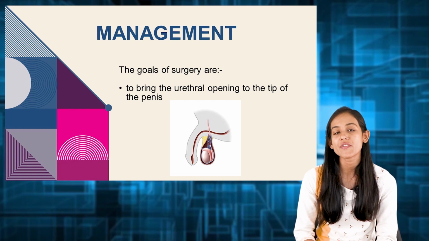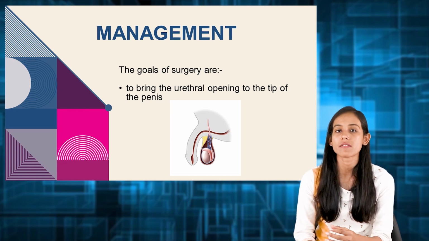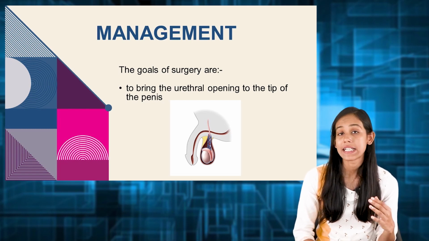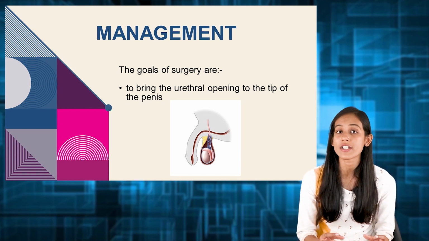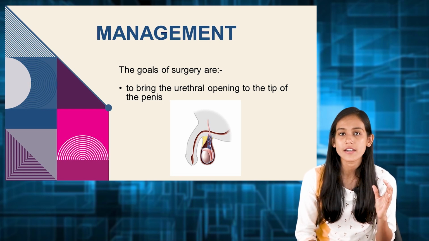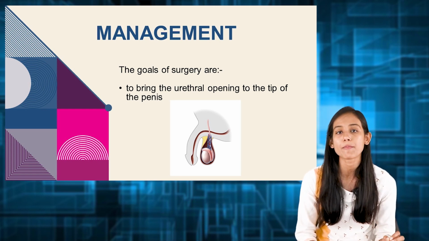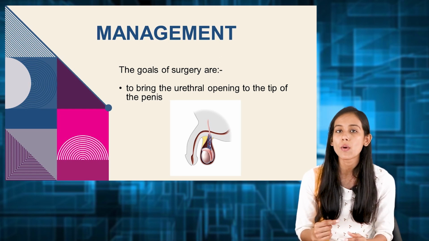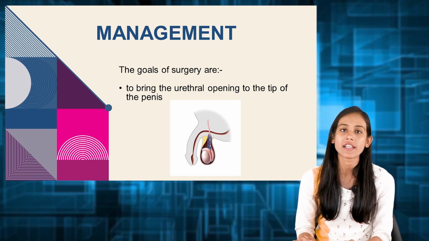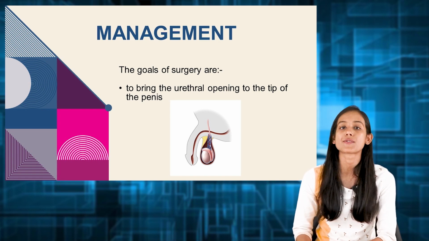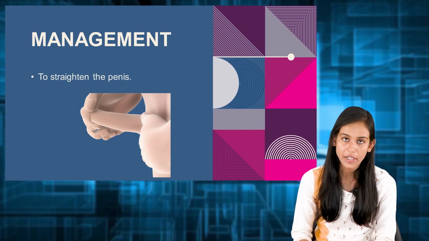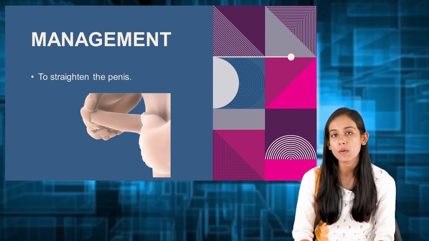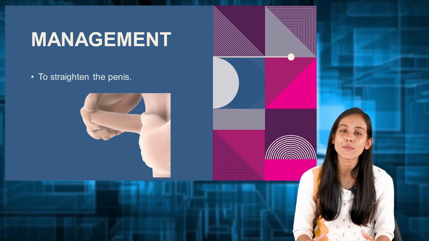So when we are doing surgical management, what will be our goal? The first thing will be to bring the urethral opening to the tip of the penis. That is the first major goal, because here the urethral opening is not at the proper location, and the proper location is at the tip of the penis. So our first goal would be to bring that opening from the ventral surface of the penis to the tip of the penis. And then the next thing would be to straighten the penis. So these are the two major goals that we have to consider.